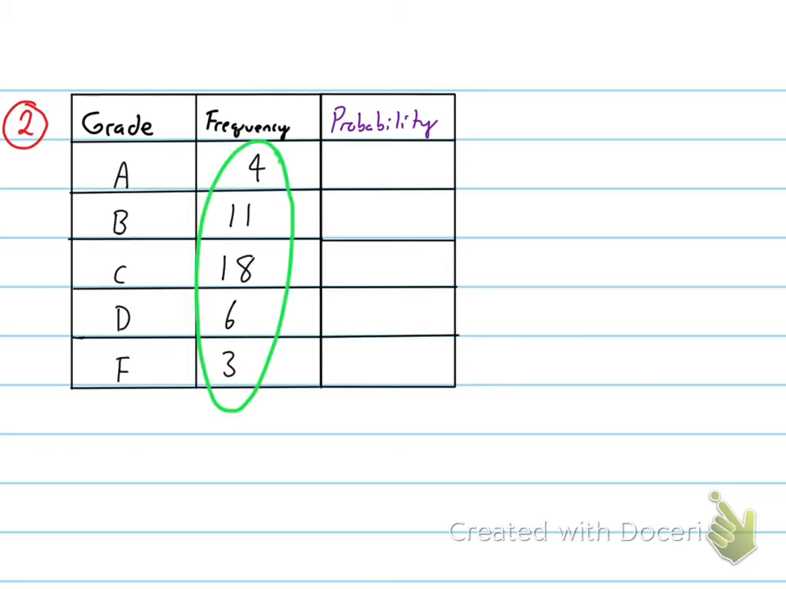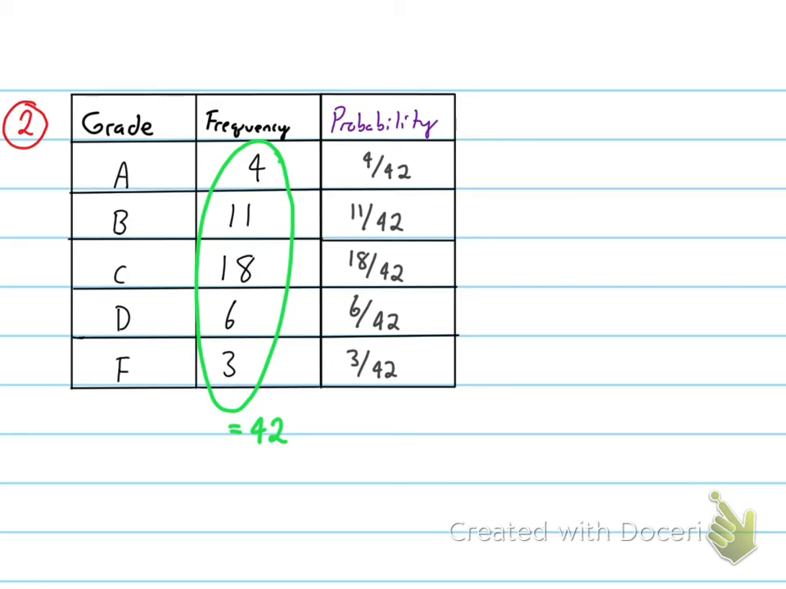So again, I need to find the total number in my table here. If I add all the frequencies up, I get 42. So there's 42 total students I'm looking at. So to make my probability distribution, 4 out of 42 students got an A, 11 out of 42 students got a B, 18 out of 42 for a C, 6 out of 42 students got a D, and 3 out of 42 students failed the test. That would be how I make a probability distribution.